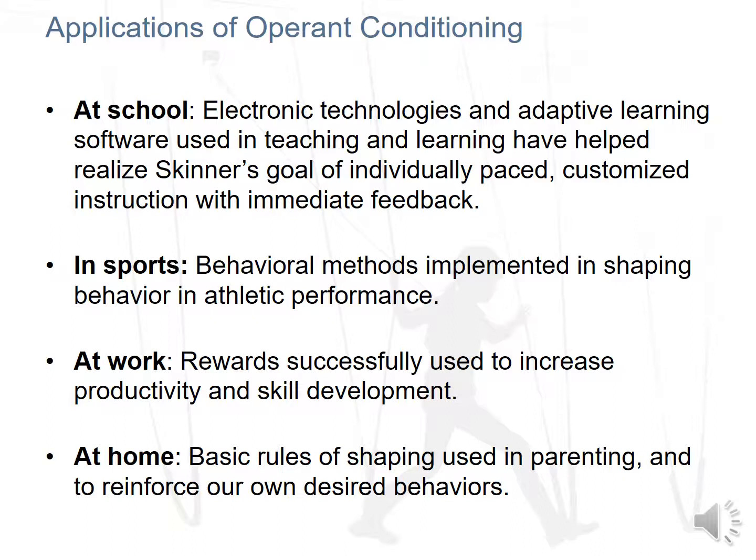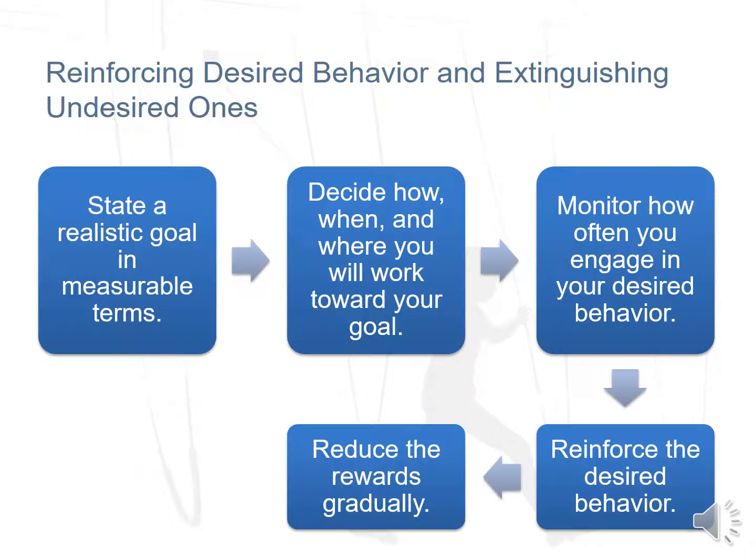One of the key aspects of learning about operant conditioning is that there are a number of applications that we encounter every day that we may or may not realize are benefits of this. At school, electronic technologies and adaptive learning software used in teaching and learning have helped realize Skinner's goal of individually paced, customized instruction with immediate feedback. In sports, behavioral methods are implemented in shaping behavior and athletic performance. At work, rewards are successfully used to increase productivity and skill development. And at home, basic rules of shaping are used in parenting and to reinforce our own desired behaviors.